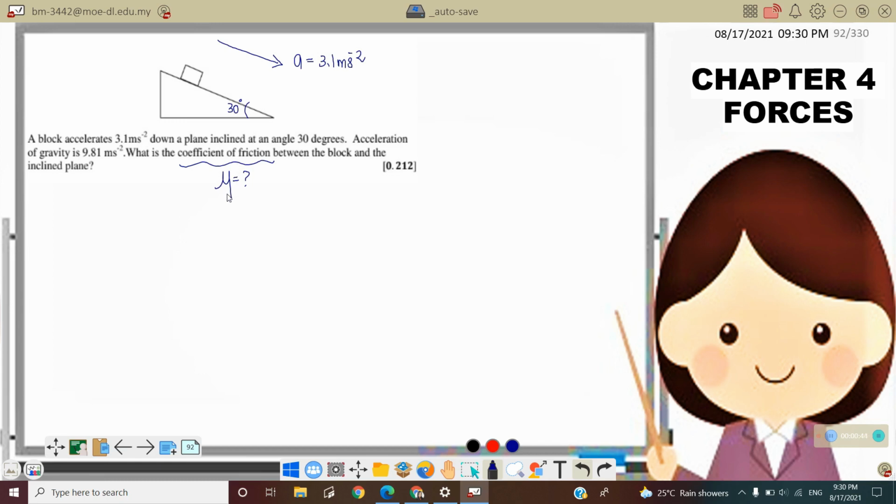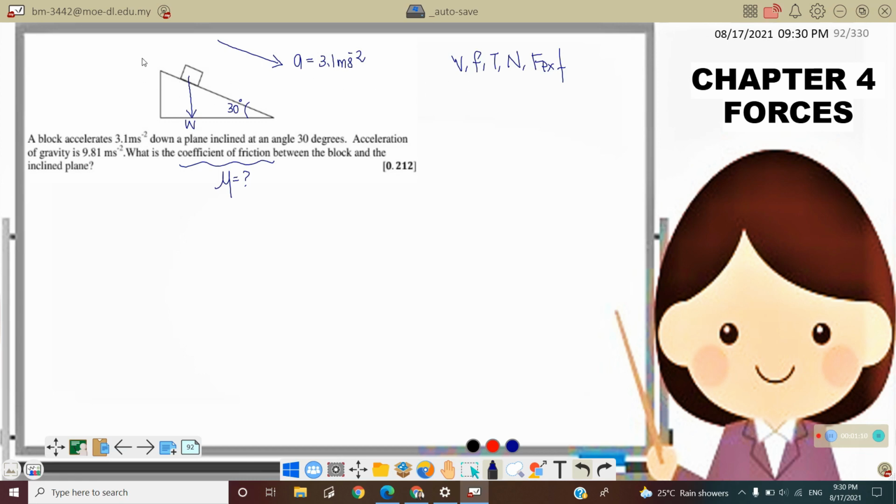Before we do this type of question, we need to draw a free body diagram. The first step is we need to ask 5 questions. We always ask whether we have the weight, friction, tension, normal, and F external. The first one, weight. Weight will always act downward. And we also have friction.